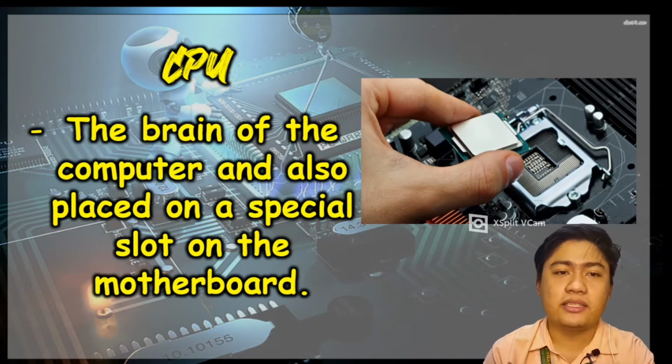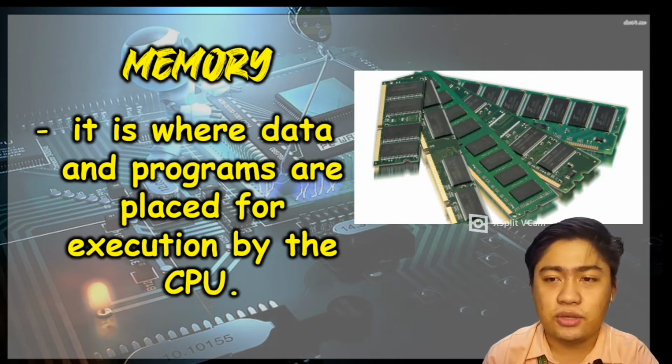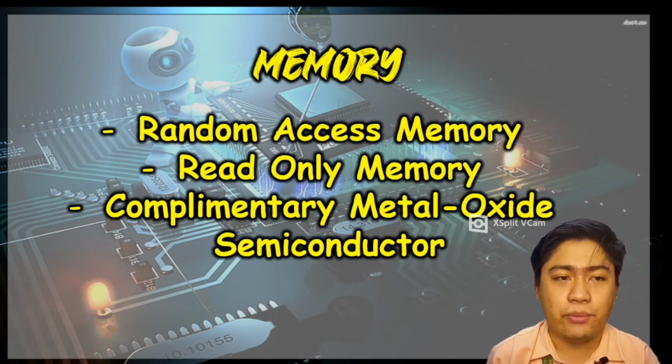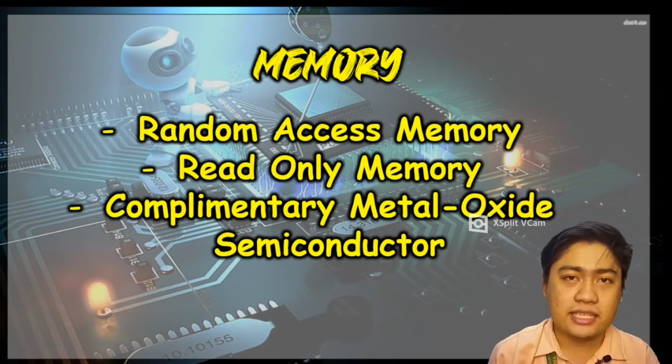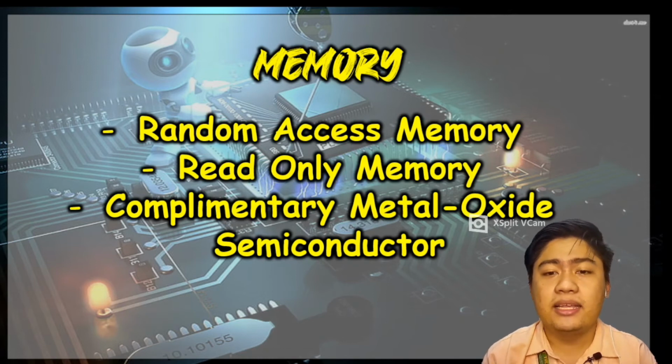The next one is the memory. Memory is where data and programs are placed for execution by the CPU. The memory is also directly connected to the motherboard through a slot also called socket. So we have three kinds of memory: the RAM or the random access memory, the ROM or the read-only memory, and the CMOS battery or the complementary metal oxide semiconductor.